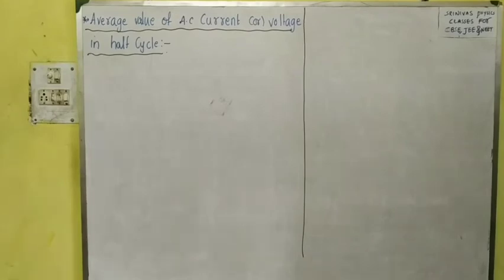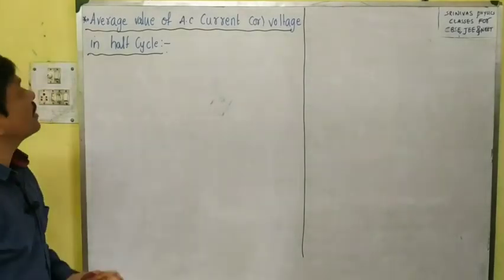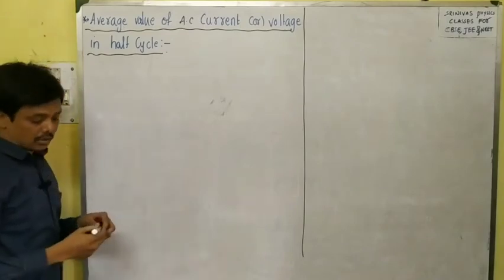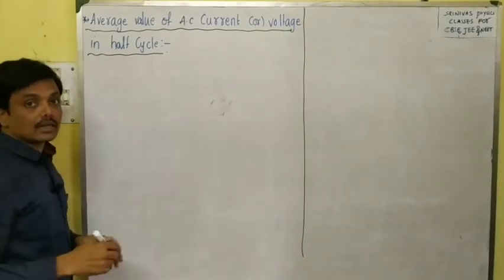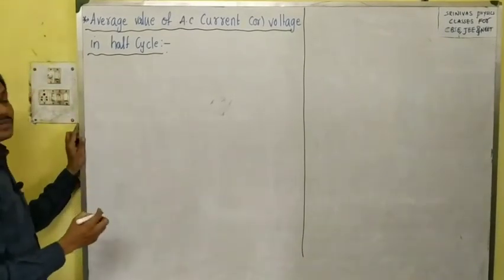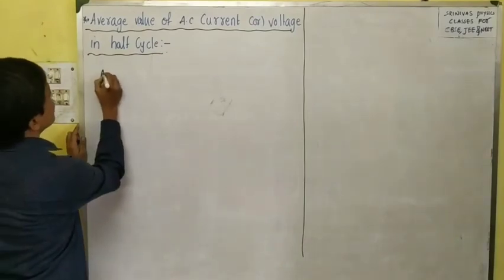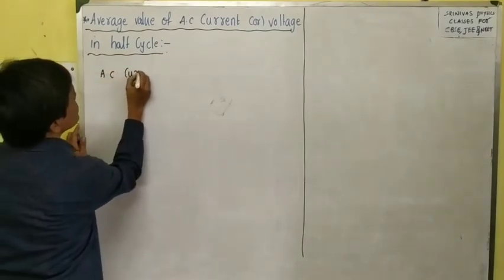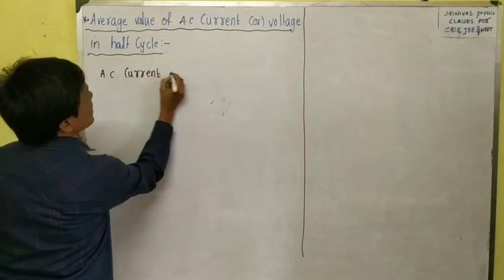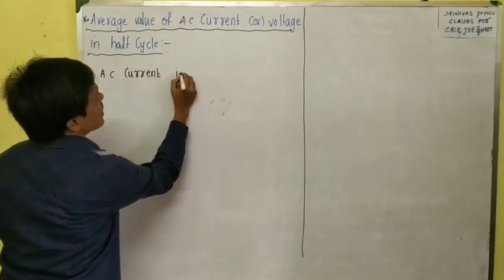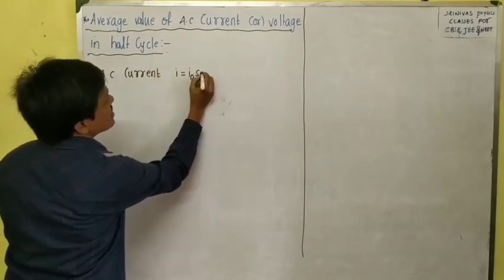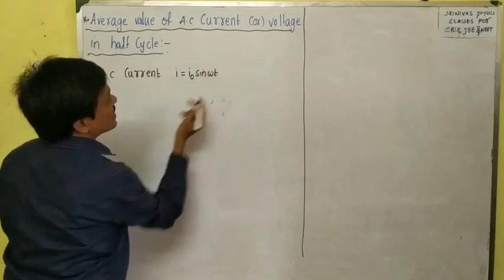Okay, let us find out the average value of current in half cycle. Previously we found the average value of current in a complete cycle. Now I am going to find it in half cycle. Instantaneous AC current, we write the AC current function like this: I equals I naught sin omega t.